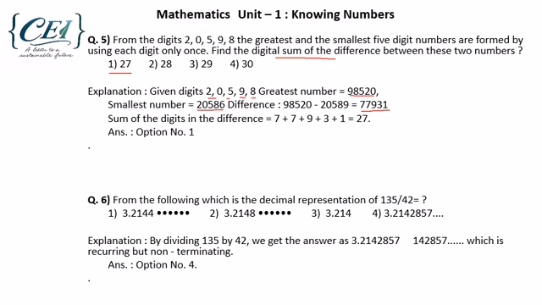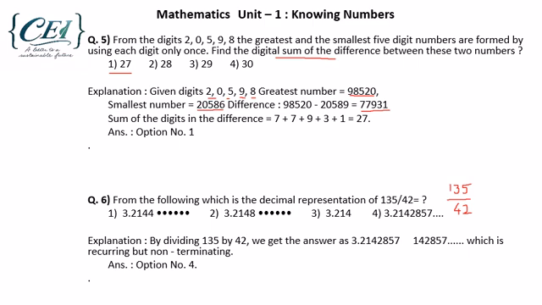From the following, which is the decimal representation of 135/42? What we have to do is first write 135/42 and try to reduce it. Now if you look at these numbers, 42 is even, whereas 135 is odd, so we cannot divide by 2. Can we divide by 3? Let us check. 4 plus 2 is 6, and 6 is divisible by 3.